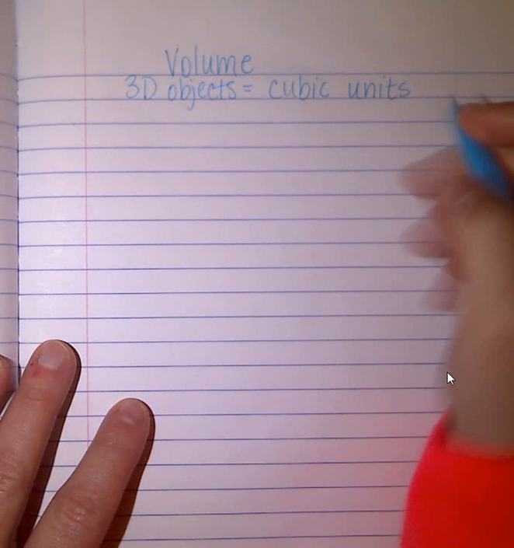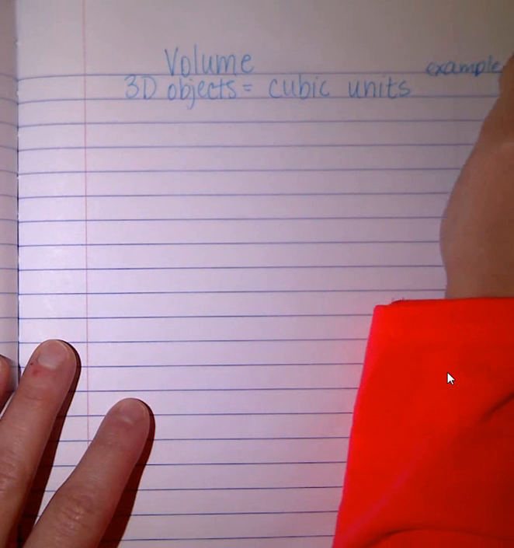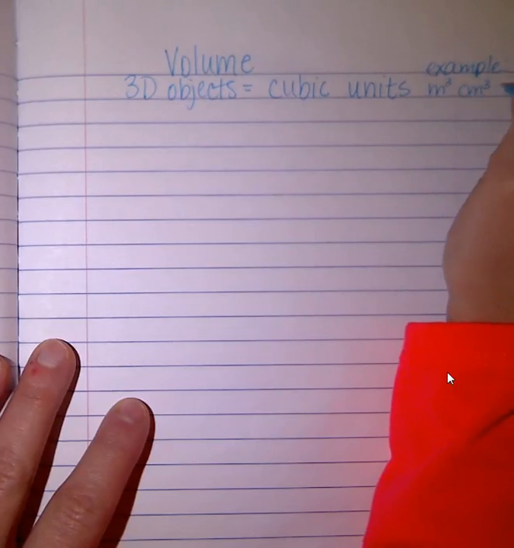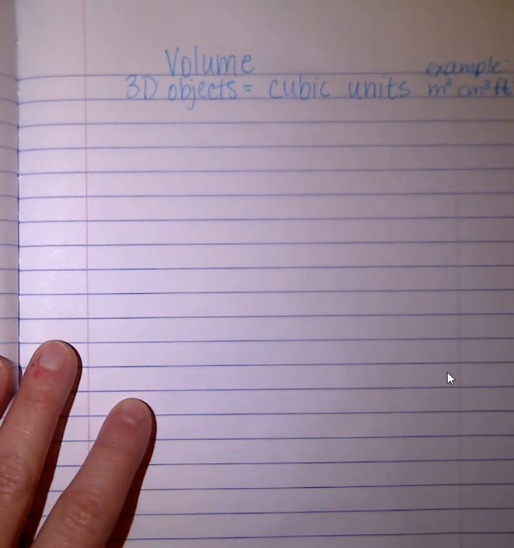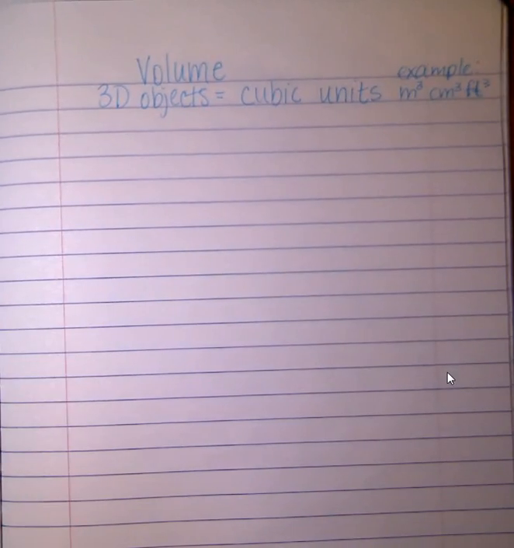An example would be meters cubed, centimeters cubed, cubic feet. You might hear them called that. Cube means to the 3rd power, and that just means this would be meters times meters times meters. This is centimeters times centimeters times centimeters, and feet times feet times feet. That's what you need to know to begin with.